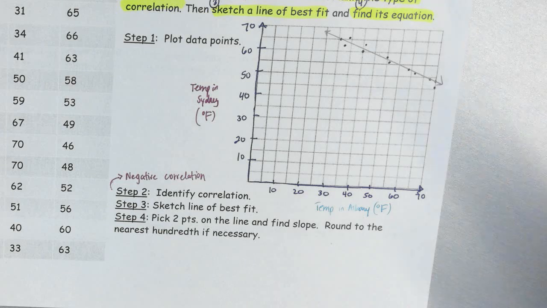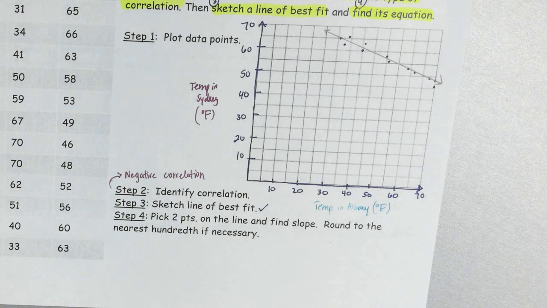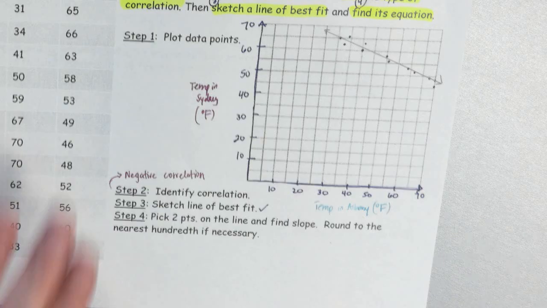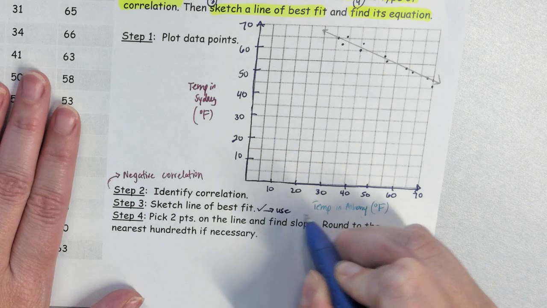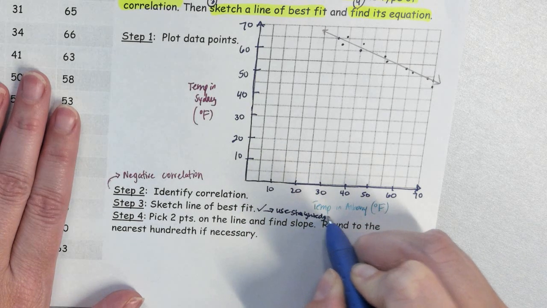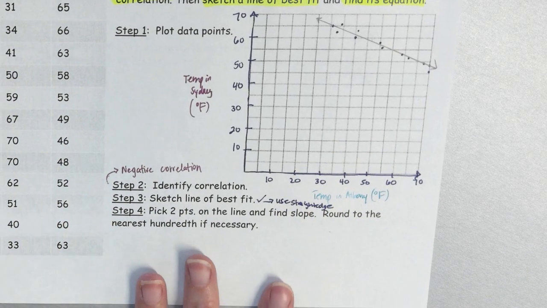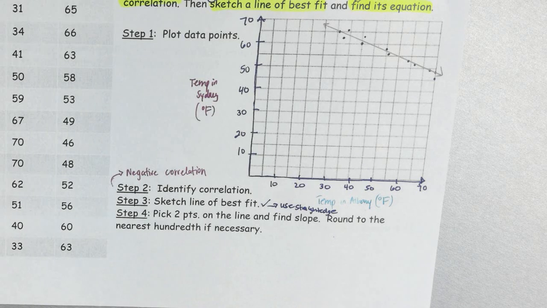Okay, so you're going to sketch the line of best fit. You're going to try to go right between the data. So when you do that sketch, make sure that you use your straight edge. So use a ruler, or in a pinch, use a note card. Okay, but you do have to make sure that it is a straight line.